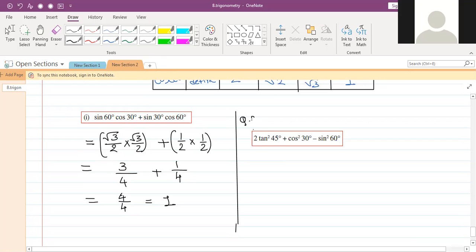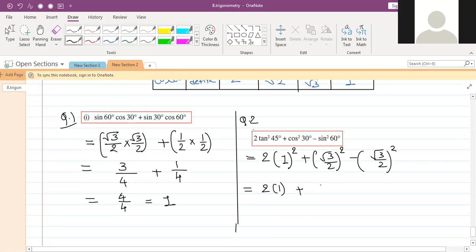Now this is the second question. Here we have to evaluate tan square 45. Tan 45 is 1, and the square is given, so we put the square. Cos 30 is root 3 by 2, and cos square, so we put the square. Sine 60 is also root 3 by 2 whole square. So we get 2 into 1 square, which is 1, plus root 3 by 2 square, that is 3 by 4, and here also root 3 by 2 square, that is 3 by 4, and this one is plus and minus, so they cancel. So we get the answer 2.